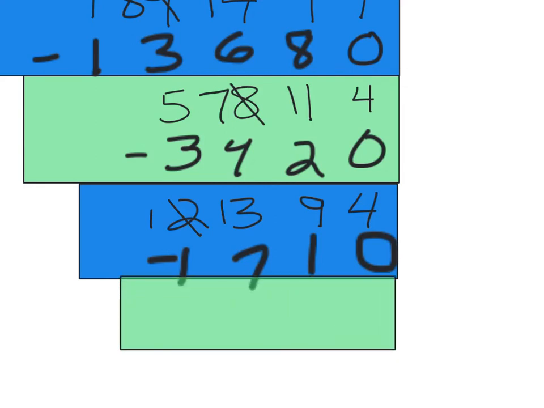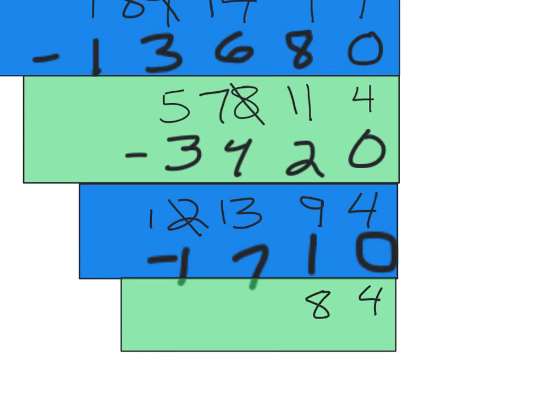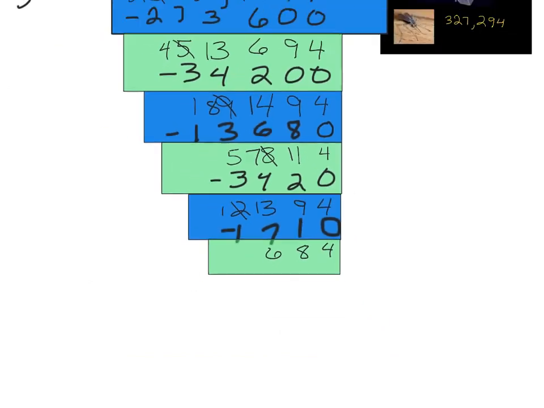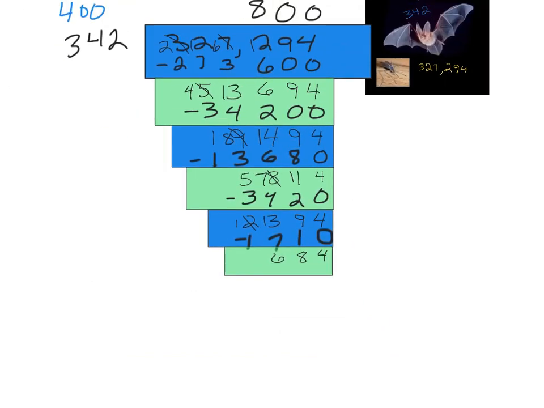And here we go. And I get 4 minus 0 is going to give me 4. 9 minus 1 is going to give me 8. 13 minus 7 is going to give me 6. And then 1 minus 1 is going to give me 0. So let's go ahead and take a look here. And I got 342, which is going to fit in here again, isn't it, right?